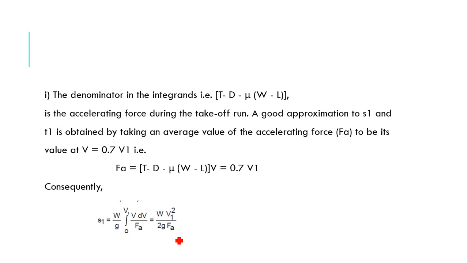That is, the value of the accelerating force is equal to 0.7 v1. So the equation will become W by 2g into v1 square divided by fa, where fa will be 0.7 v1. This will be the average value given for this. So s1 is W into v1 divided by 2g into fa.